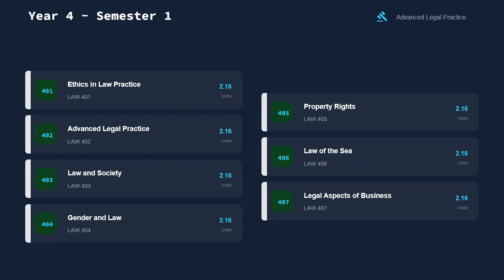Practical application: lawyers advise clients on acquiring property rights through purchase, inheritance, or adverse possession. Students practice analyzing acquisition scenarios. They learn to document and perfect property interests.